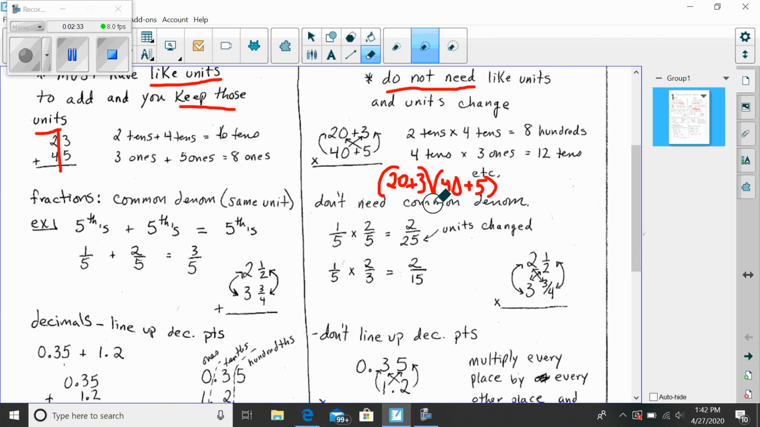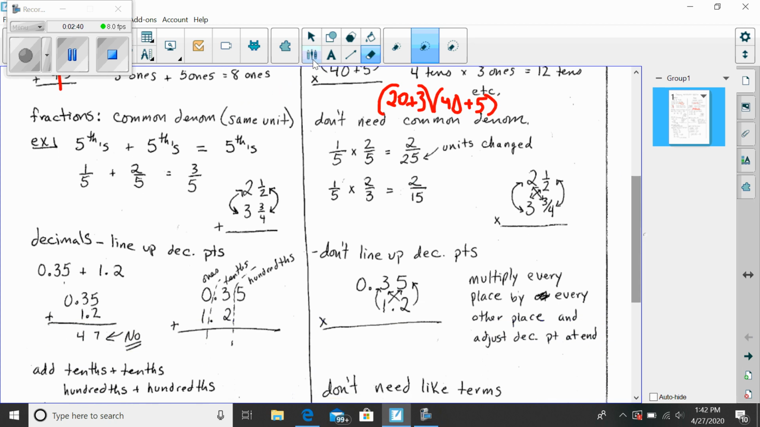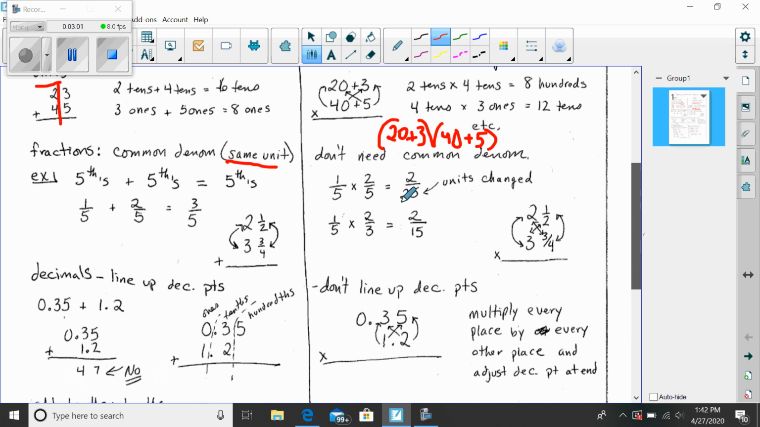Then we go on to fractions, and in fractions, we have to have common denominators. So there's our same unit, the common denominator. If I add fifths to fifths, I get fifths. Or if I'm adding mixed numbers, I add the whole number part, I add the fraction part. This should remind you of what I just saw up above, where I just add these two and just add these two.